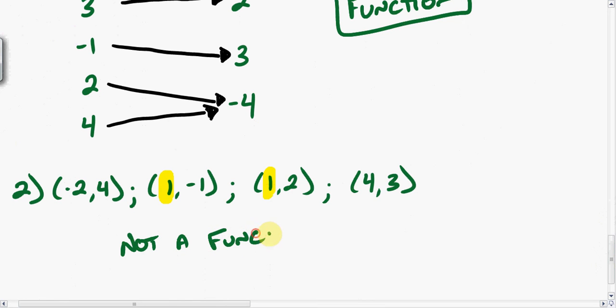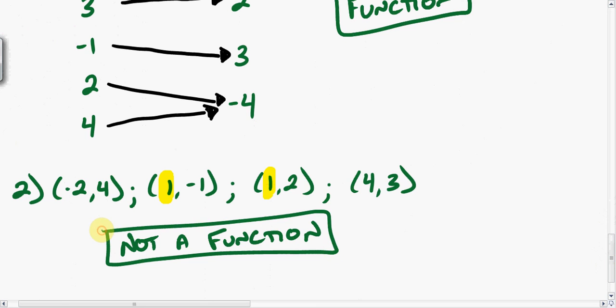because every input doesn't have exactly one output. -2 has one output. What is it? 4. 1 has an output of -1, but it also has an output of 2. So it has 2 outputs. Every input must have only one output. 1 has 2 outputs, so we don't have a function here.